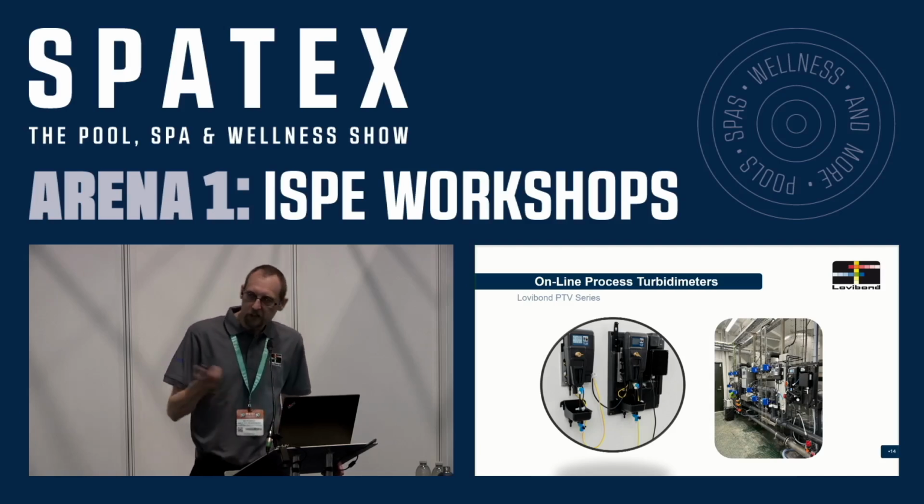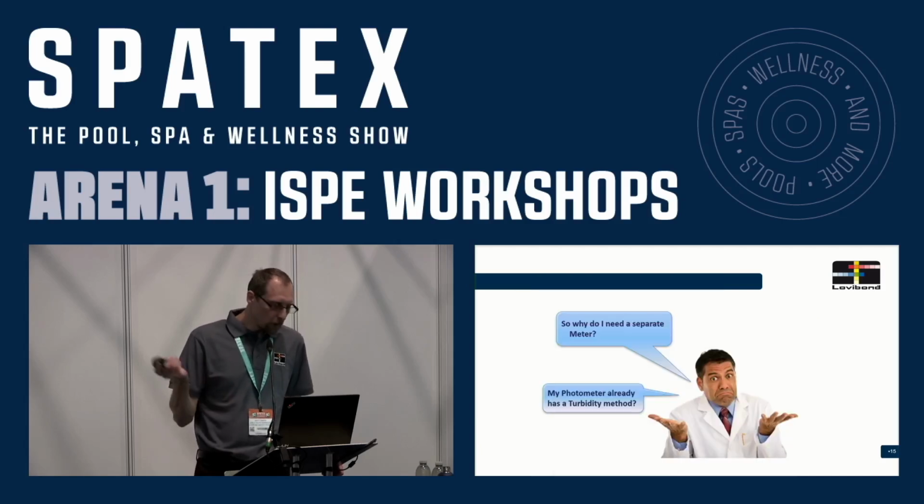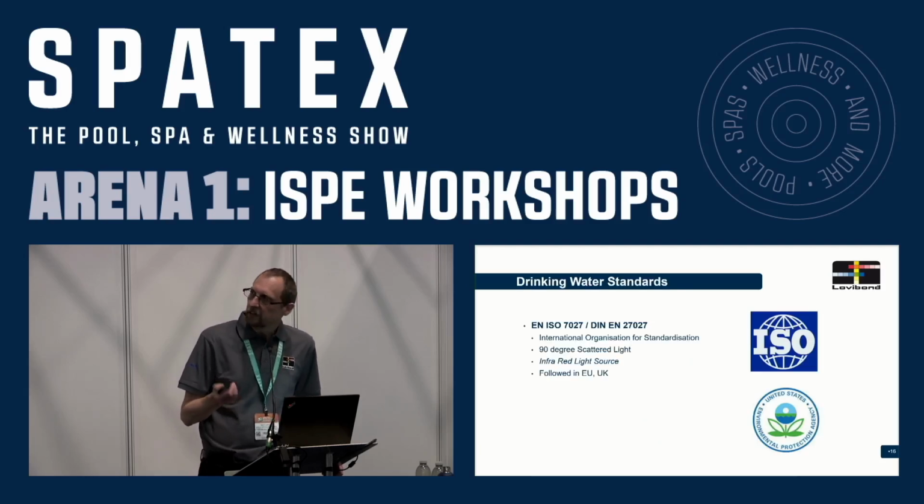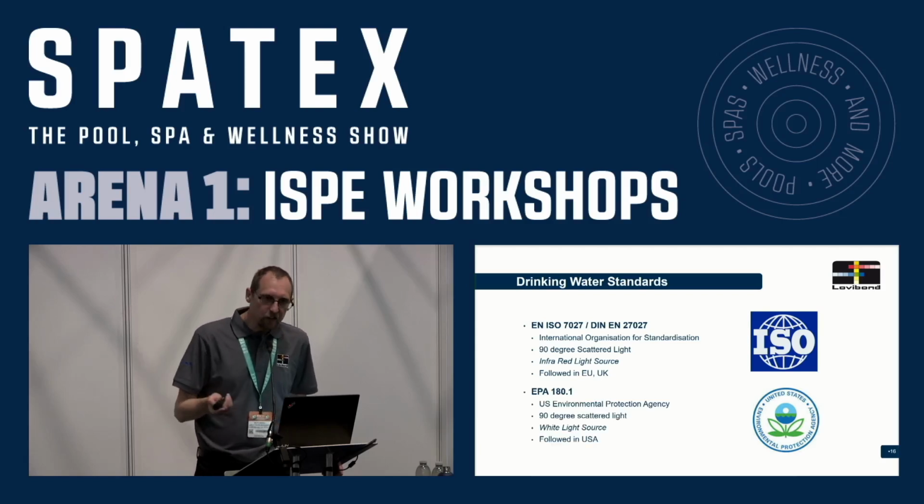Okay, so I've mentioned that you need a specific instrument for turbidity, but there are a couple of questions that we might need to answer. You might have a photometer that already has a turbidity measurement test on it, so why would you need a specific separate instrument? Well, if we just look back to the standards a minute, we'll go back to the 90-degree scattered light. So remember, we're looking at scattered light here.